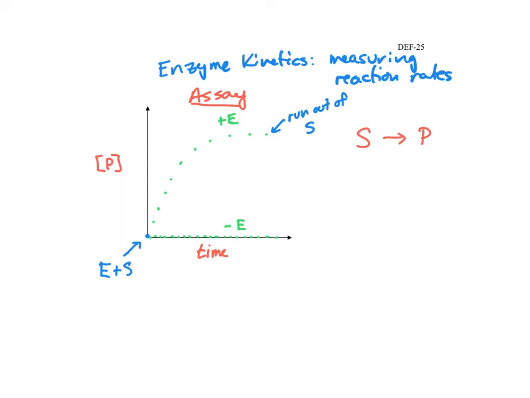What I want to do is focus back here at the beginning of the reaction. That's when there's lots of substrate, very little product at the beginning, and what we have right there is the slope.